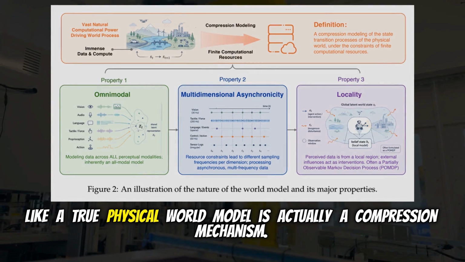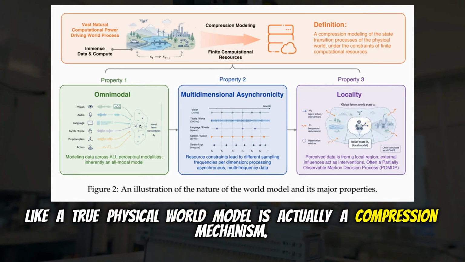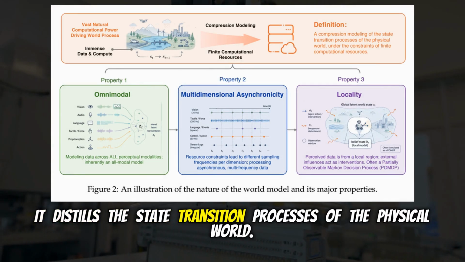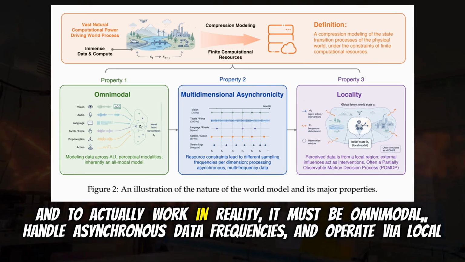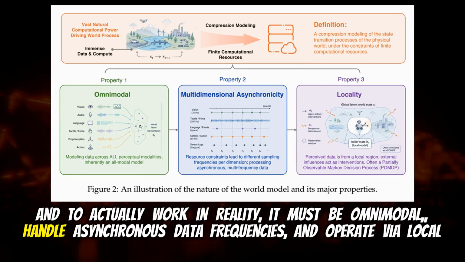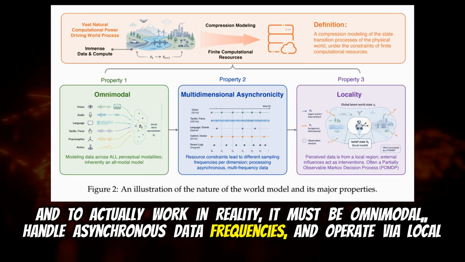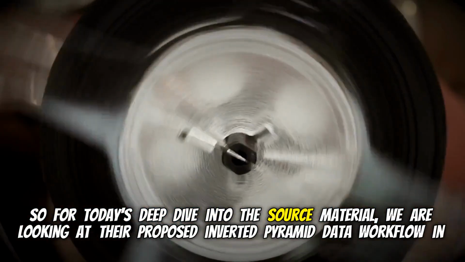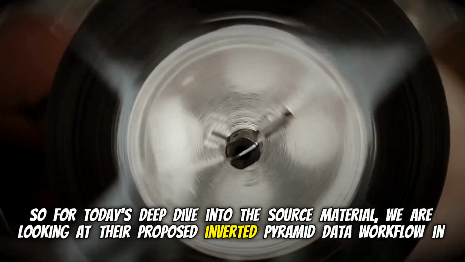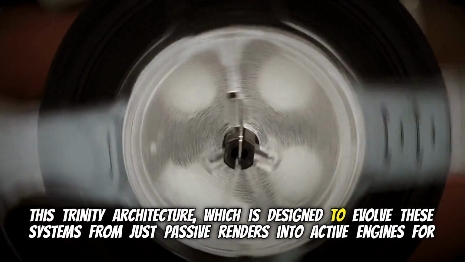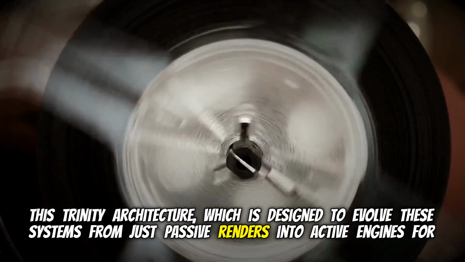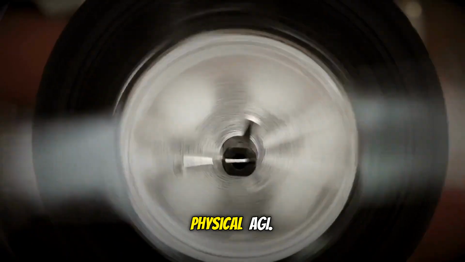Like, a true physical world model is actually a compression mechanism. It distills the state transition processes of the physical world, and it does it under finite computational resources. Exactly. And to actually work in reality, it must be omnimodal, handle asynchronous data frequencies, and operate via local observations. So for today's deep dive into the source material, we are looking at their proposed inverted pyramid data workflow and this Trinity architecture, which is designed to evolve these systems from just passive renderers into active engines for physical AGI.